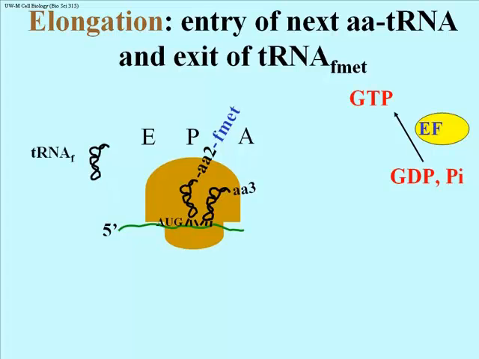Now we had this original tRNA, and if we're looking at the beginning of elongation, this would be the tRNA for F-methionine. It was sitting in the E site, and as you saw, it just left that ribosome. And that's going to be necessary so that you can begin the next round of elongation.